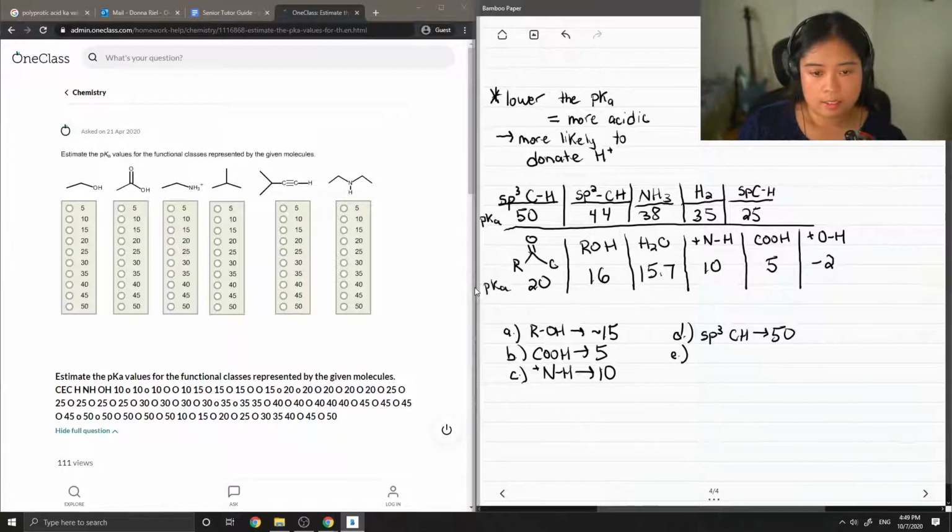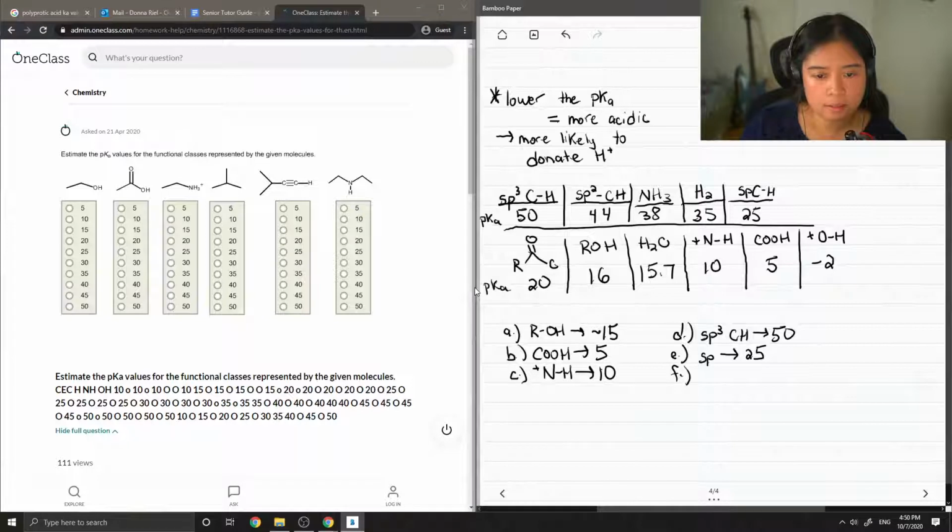The next is this terminal alkyne group. So an alkyne is when there's a triple bond. This is an example of sp hybridization. So its pKa value is around 25.